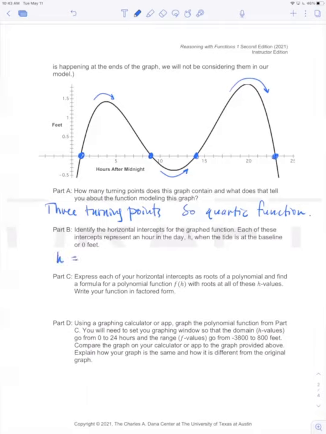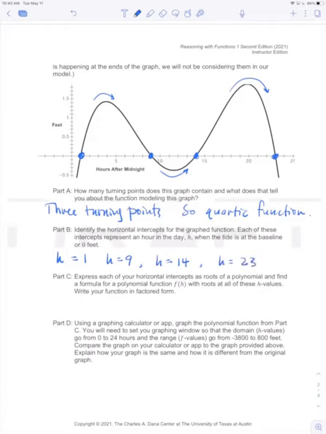I'm going to say h is equal to, well, the first one is 1. Then we have h is equal to 9. h is equal to 14. And h is equal to 23.